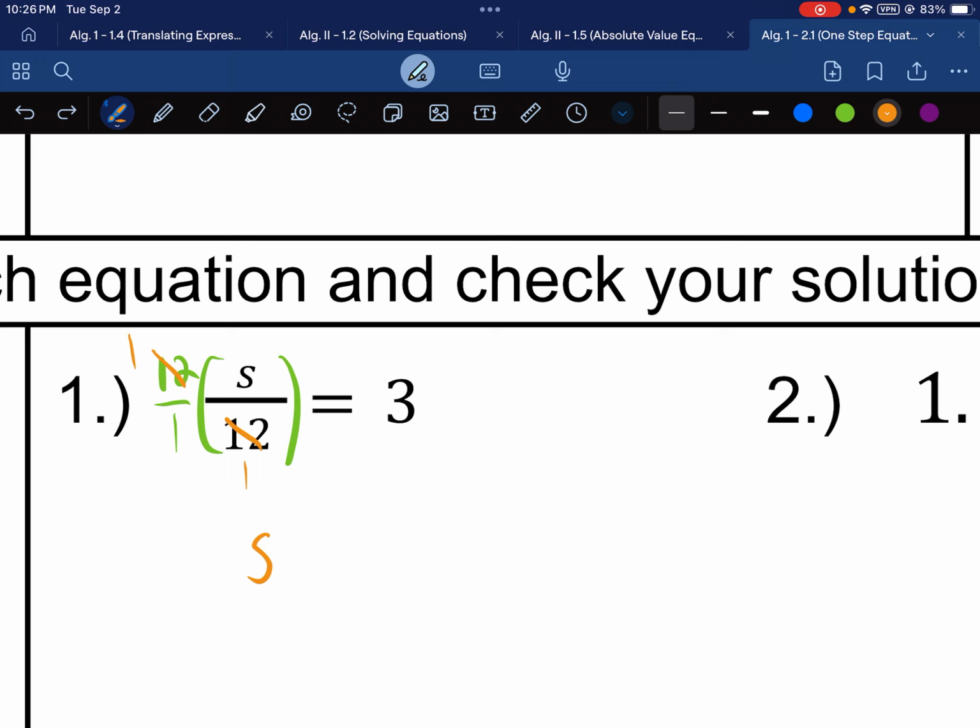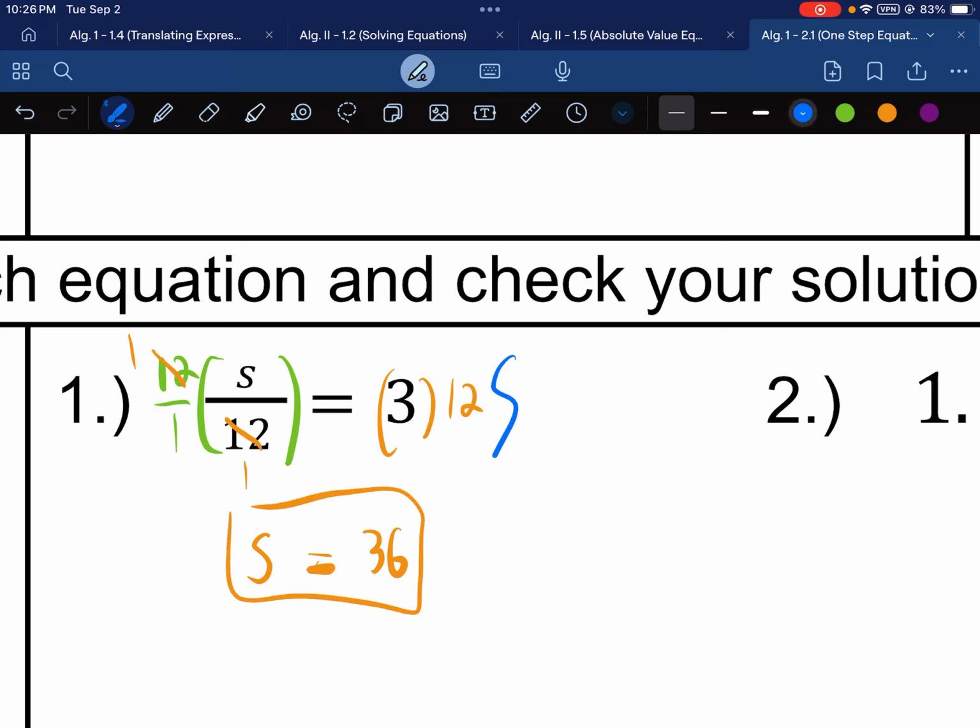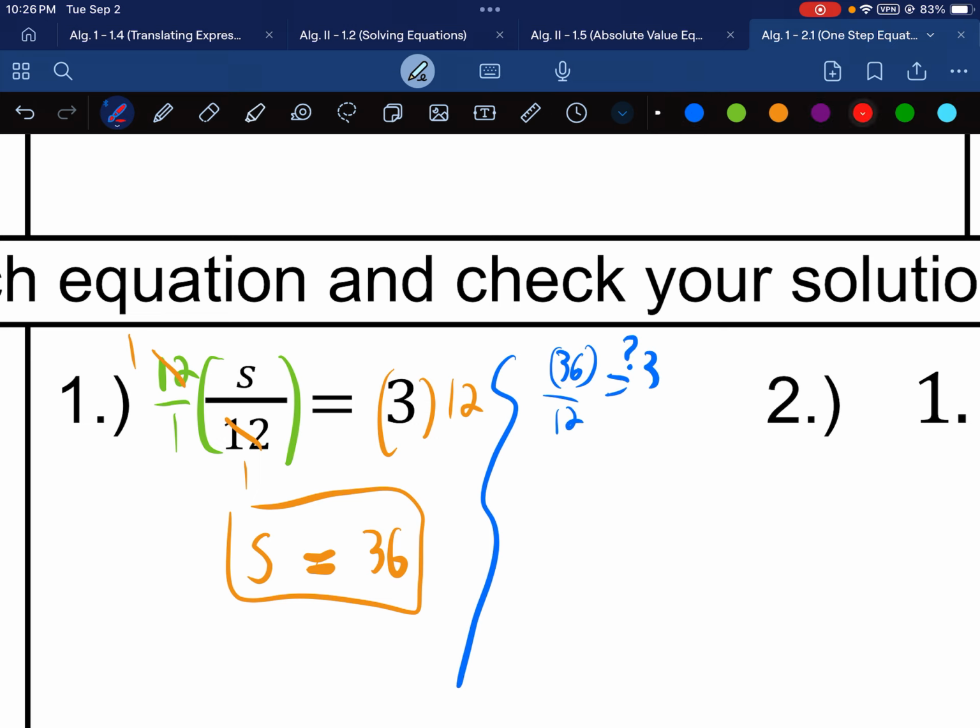However, if we multiply one side by 12, we just talked about above that we have to multiply the other side by the same number for it to remain true. So 3 times 12 is 36, and s would equal 36. Once again, we can check our work. To check your work, you plug that answer back in for the variable, and we take 36 divided by 12, and we say, does this equal 3? And the answer is that, yes, 36 divided by 12 is in fact 3. It checks out.